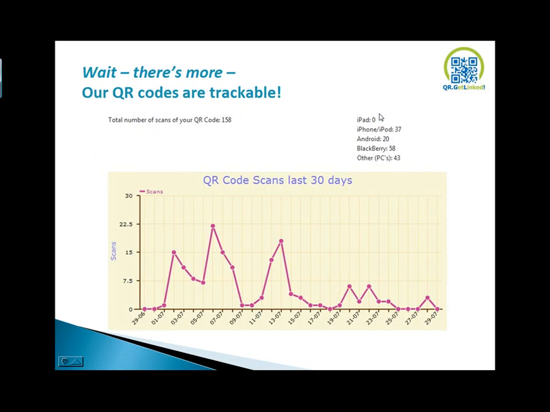Wait, there's more. Our QR codes are trackable. Total number of scans of QR codes, as you can see, is a total of 158. It will tell you which device has scanned your code and break it down by device. Now, we all know that BlackBerries are traditionally used by large corporations, banks, government, military. PCs are everybody, of course, and then Androids, iPhones, and iPods would probably be more of the younger crowd, but it gives you basically a sense of who's scanning your code. As you can see, here's a graph of QR codes and how many scans you've had in the last 30 days, and we break it down by the date.